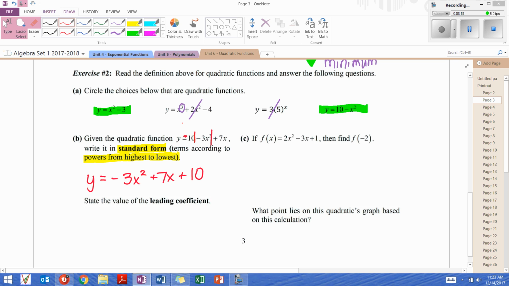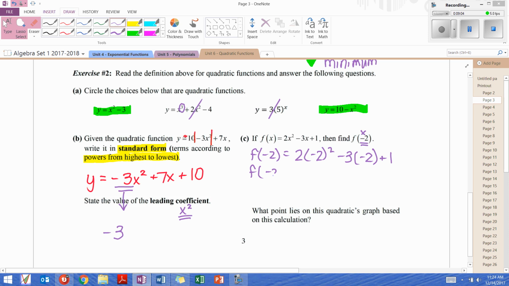All right, the leading coefficient is -3 because it is the coefficient of the x squared. So we're always going to look for the x squared term when we're looking for the leading coefficient of a quadratic. And in C, let's move on to C now, we need to find f of -2 given this function here. Remember, we've talked about this before. It just means that we're replacing x with a -2. There's a few ways that we can do this, but I would like to go through the algebraic method using order of operations, but we will get to use our calculator quite a bit this unit.